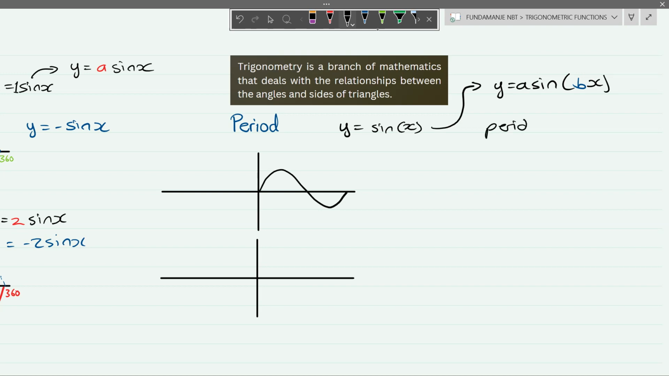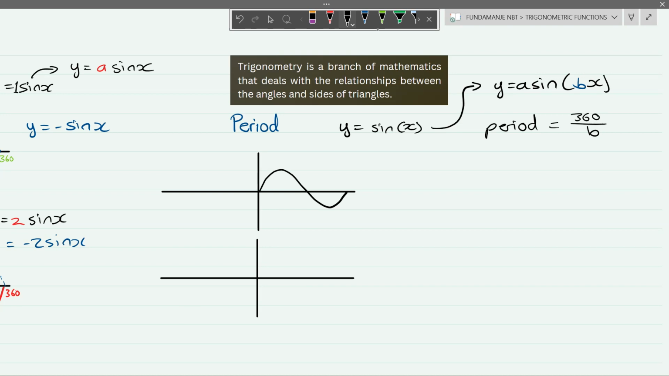How does it do that? Well, the period will be 360 divided by b. This is only for sine and cos. If it was tan, we'd say 180 divided by b. Then what we want to do is see how this affects it.